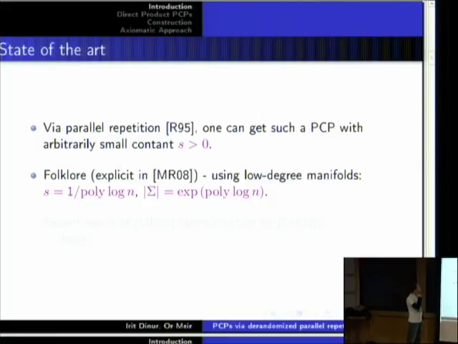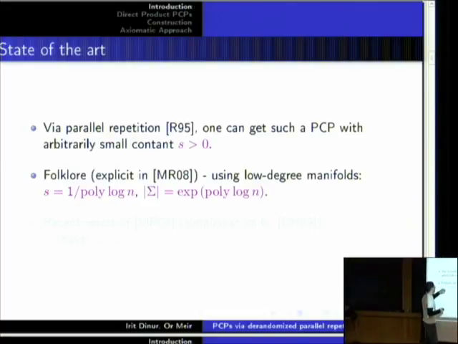And another thing I want to say is that this trade-off between the alphabet size and the soundness is not optimal, or at least we don't know it to be optimal, because as far as we know, the alphabet size may be even polynomial in 1 over the soundness, and here it is exponential. But this is what we know how to construct.